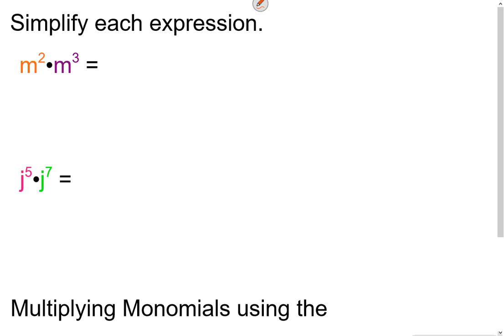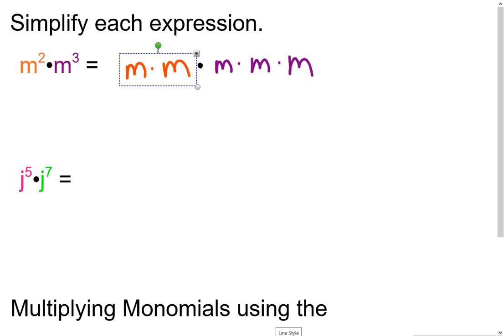So this m to the second times m to the third. What does m to the second really mean? Well, it really means m times m. And then we have to multiply that by m to the third. Well, what does m to the third really mean? M to the third really means m times m times m. And now if I look at this, I'll notice that I have 1, 2, 3, 4, 5 m's. So my final answer to a problem like this, when it's simplified, is m to the fifth power.